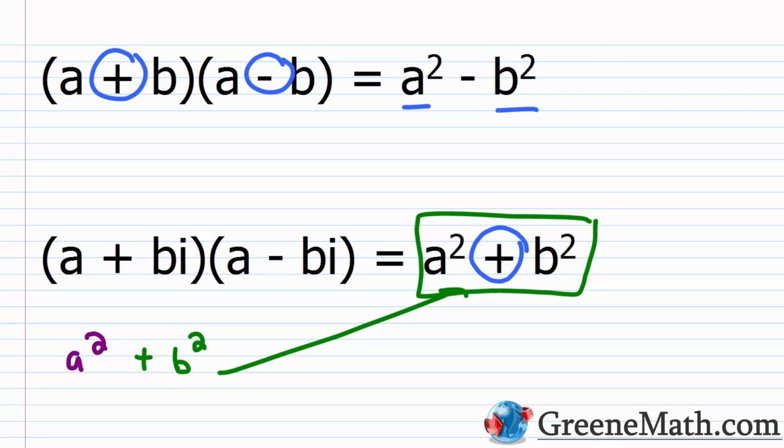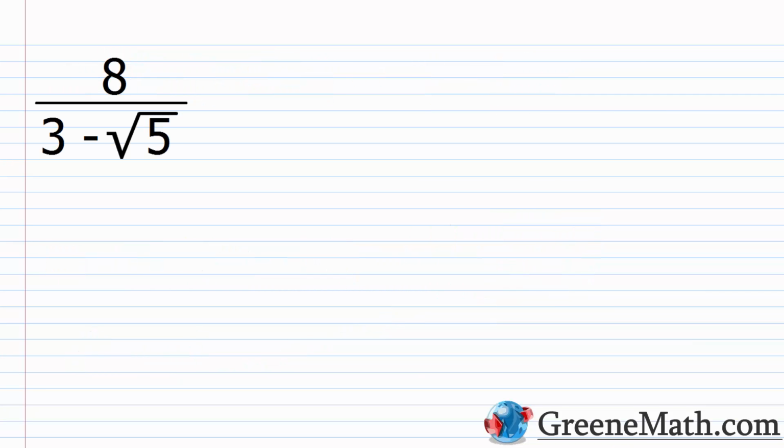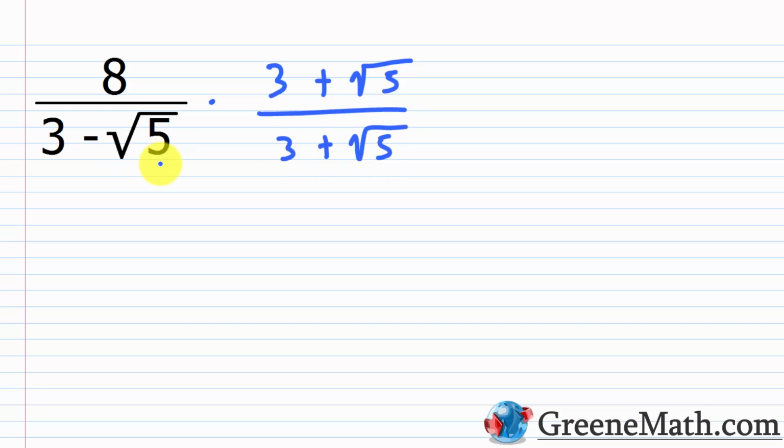So let's look at an example we already know how to deal with. If we saw something like 8 over 3 minus the square root of 5, we should know at this point that if we have a binomial denominator, we can multiply the numerator and denominator by the conjugate of the denominator. So I would just multiply by 3 plus the square root of 5 over 3 plus the square root of 5. This is going to clear my radical from the denominator. In the numerator, 8 times 3 is 24. Then plus 8 times square root of 5.